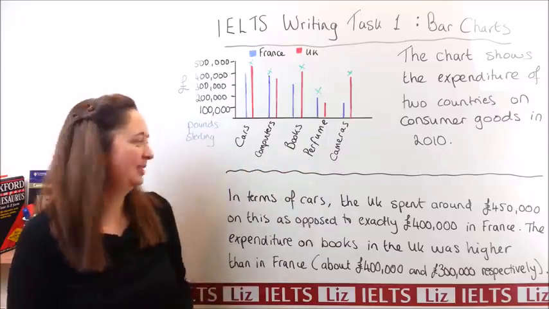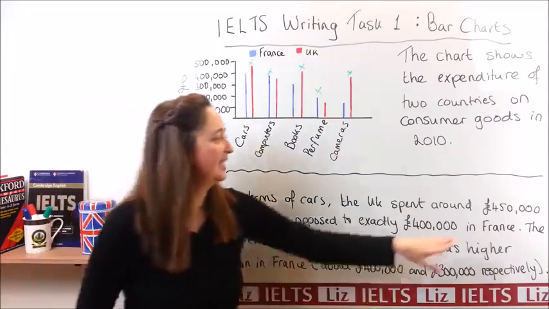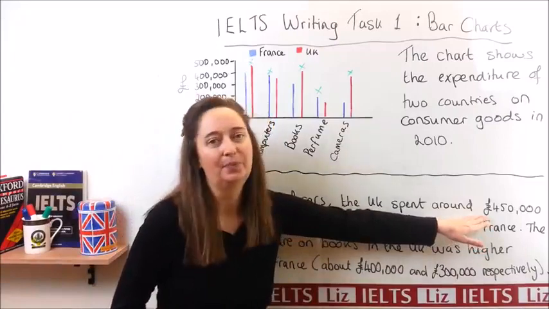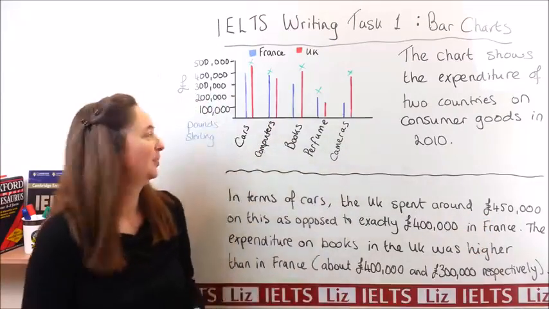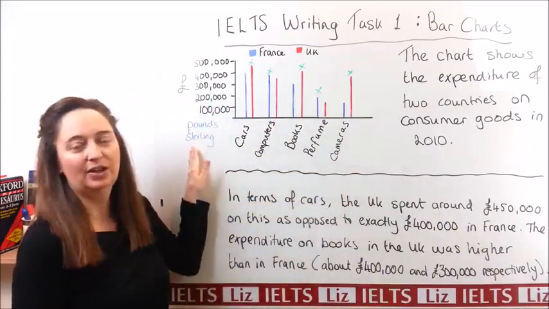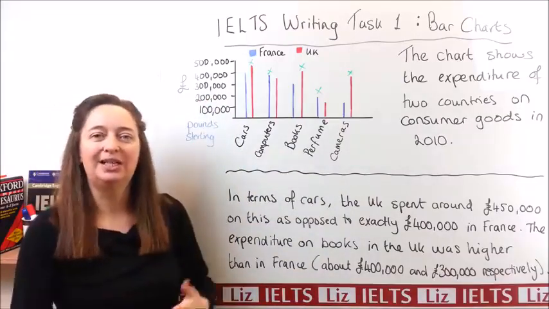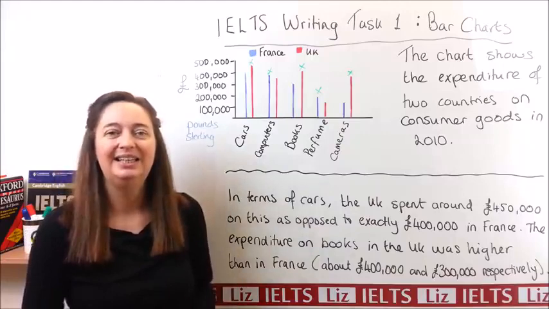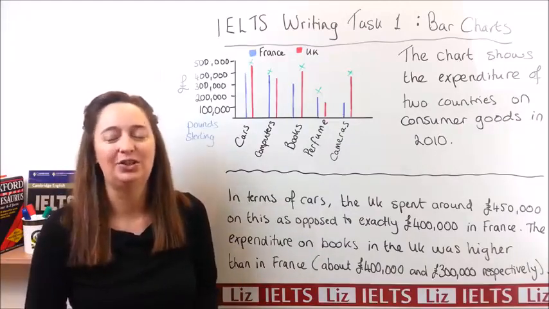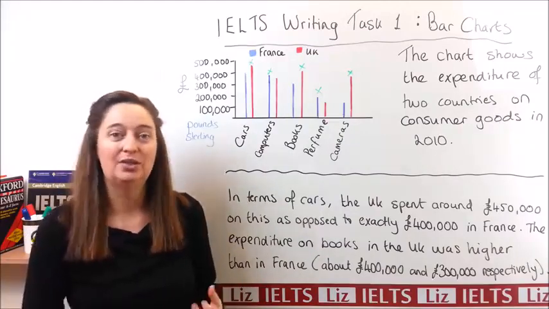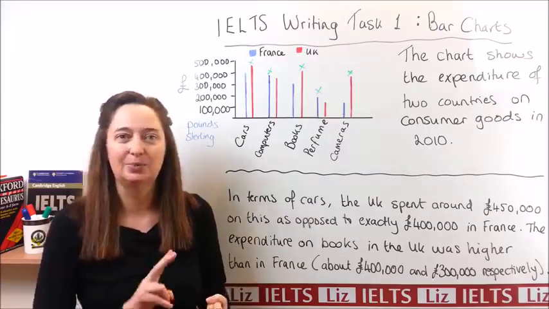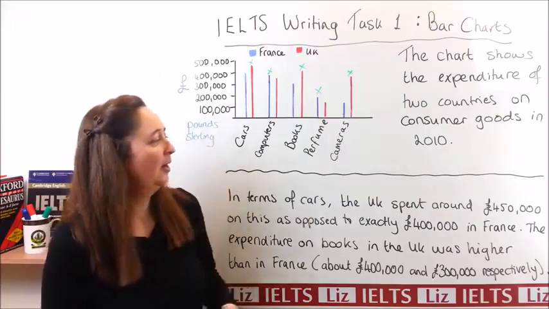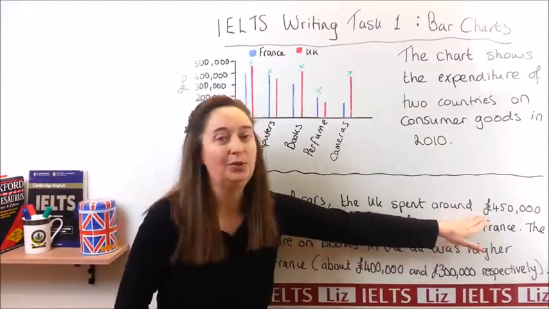Other things I want to point out, and that's here, just here. You can see that I have written a symbol for the pound sign. I have not written pound sterling. And that's because I don't want to keep repeating words all the time. It is fine in IELTS Writing Task 1 to use symbols. You can use symbols for currencies and percentages and many other things. So please make sure that you use that.